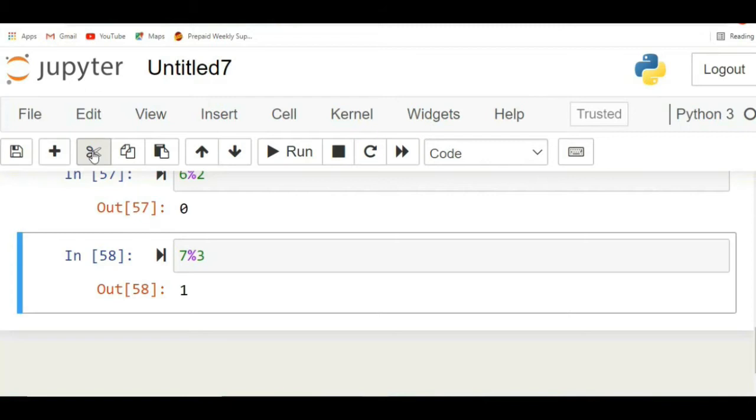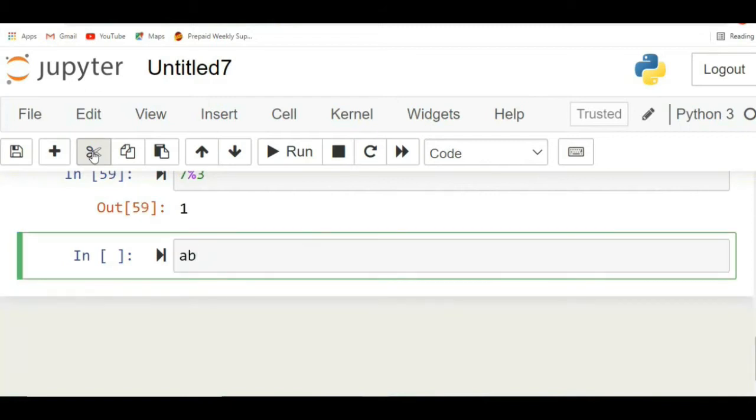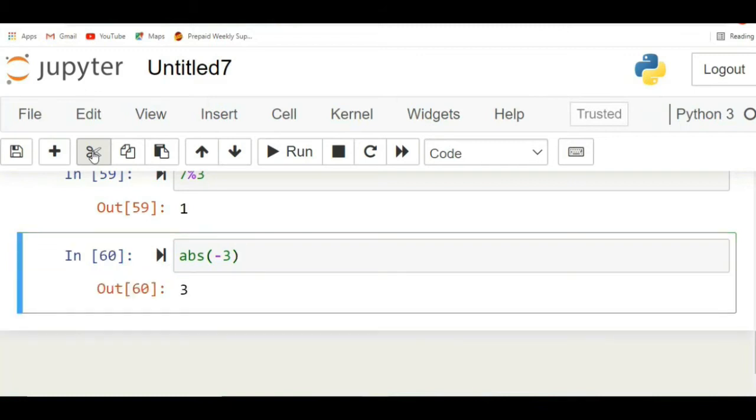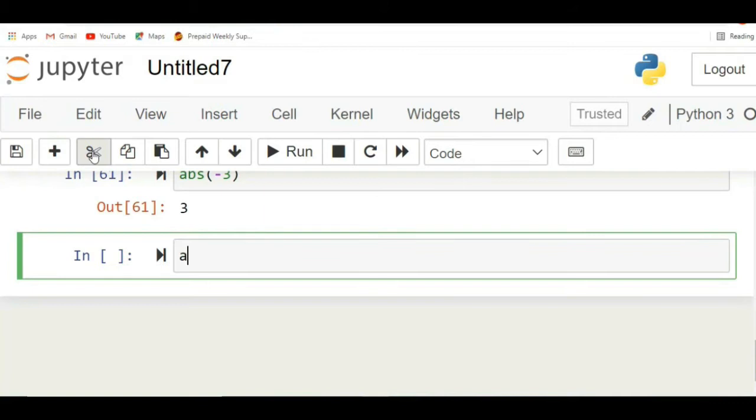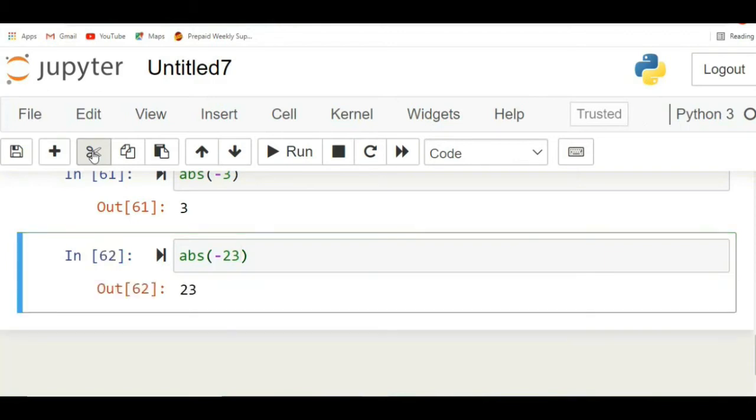So percentage is used for remainder. Okay, and the next is absolute of. If we want to find the absolute value, then we will write ABS. Inside the parenthesis, we will write the number minus 3. After pressing control enter, you will get 3. Similarly, ABS of minus 23. Of course, it should be 23. Yes, it is 23.